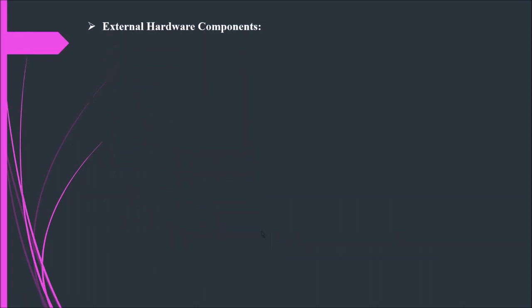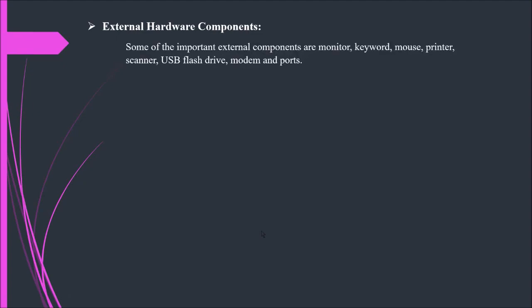Now, in detail about external hardware components. Some of the examples of external hardware components are monitors, keyboard, mouse, printer, scanner, USB flash drive, modem, and ports. Now the first one, monitor.